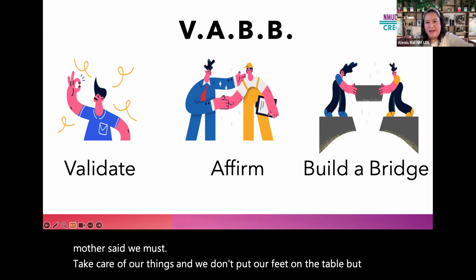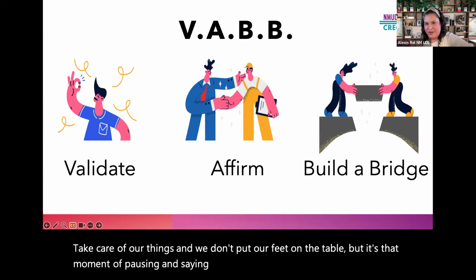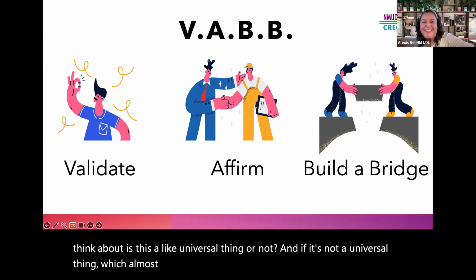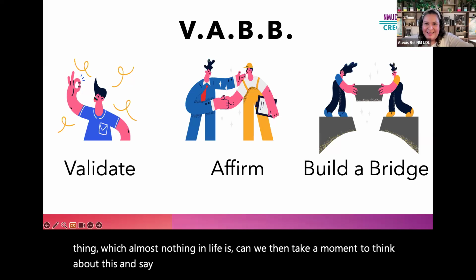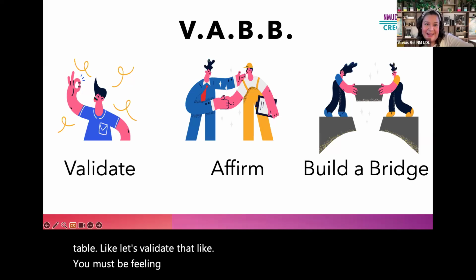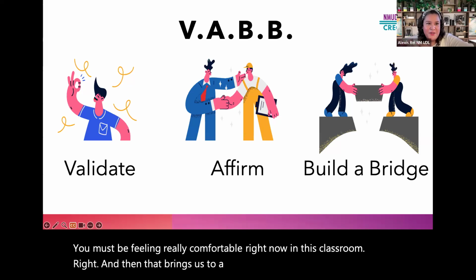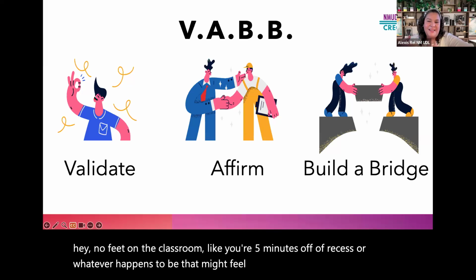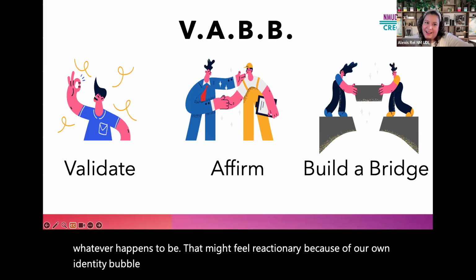But it's that moment of pausing and saying, can I take a pause for a minute? Let me think about, is this a universal thing or not? And if it's not a universal thing, which almost nothing in life is, can we then take a moment to think about this and say, you know what? I see that you've got your feet on the table. Let's validate that. You must be feeling really comfortable right now in this classroom, right? And then that brings us to a different perspective than being like, hey, no feet on the table, you're 5 minutes off of recess, or whatever it happens to be, that might feel reactionary because of our own identity bubble. But recognizing, you feel safe.